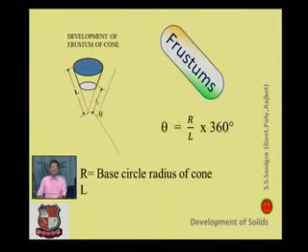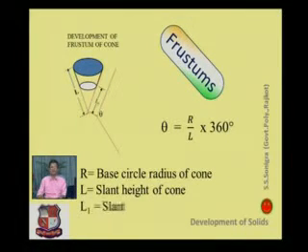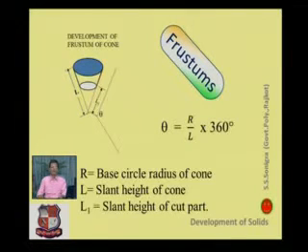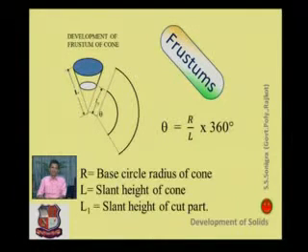R is the base circle radius of the cone, L is the slant height of the cone, and L1 is the slant height of the cut part. Now to draw the development of this surface, draw an arc in this given length. The arc length AB would be equal to the periphery of the base of this cone. After drawing this arc, draw another arc for the smaller surface, the slant height of the cut part L1, and this is the development of the given frustum. Now darken this developed portion and lighten the remaining parts.